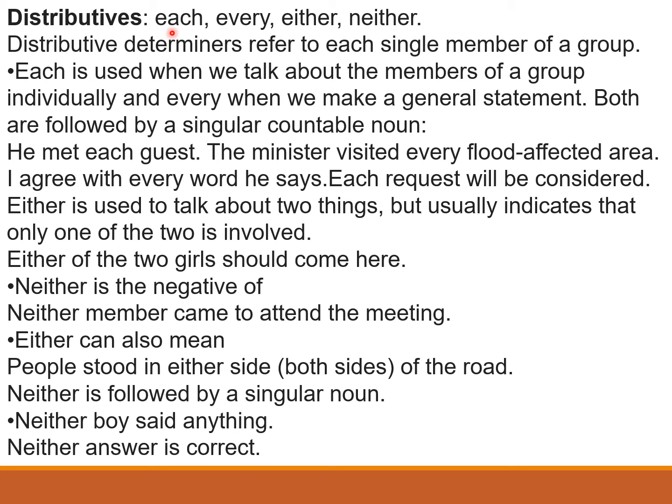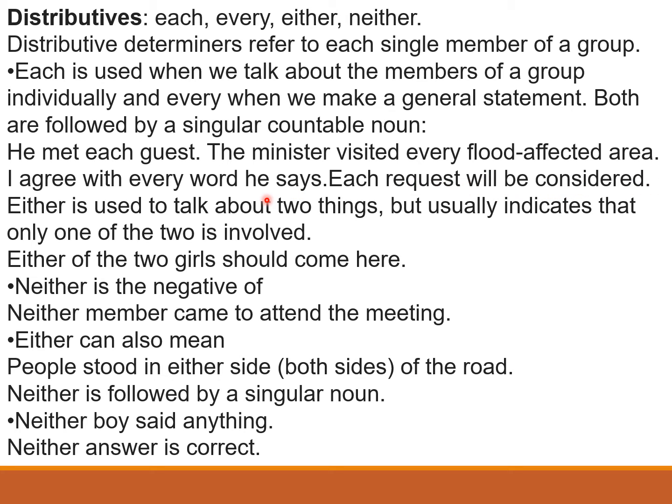Distributive determiners. Each, every, either, neither. Distributive determiners refer to each single member of a group. Each is used when we talk about the members of a group individually and every when we make a general statement. Both are followed by a singular countable noun. He met each guest. The minister visited every flood affected area. I agree with every word he says. Each request will be considered.